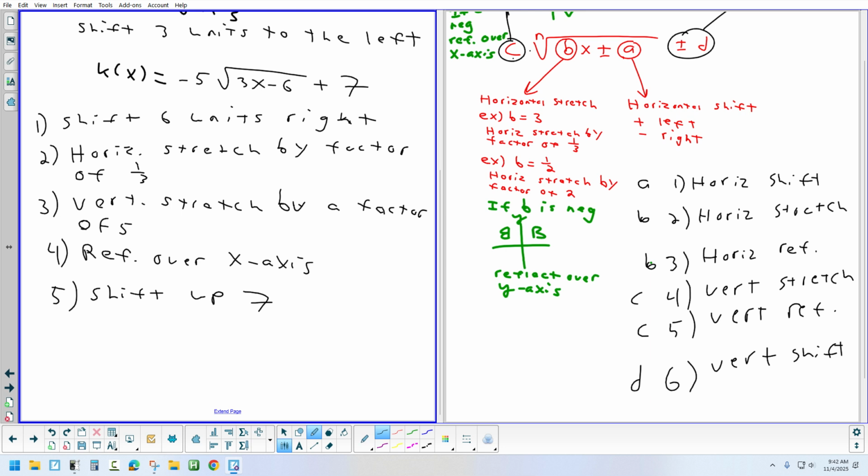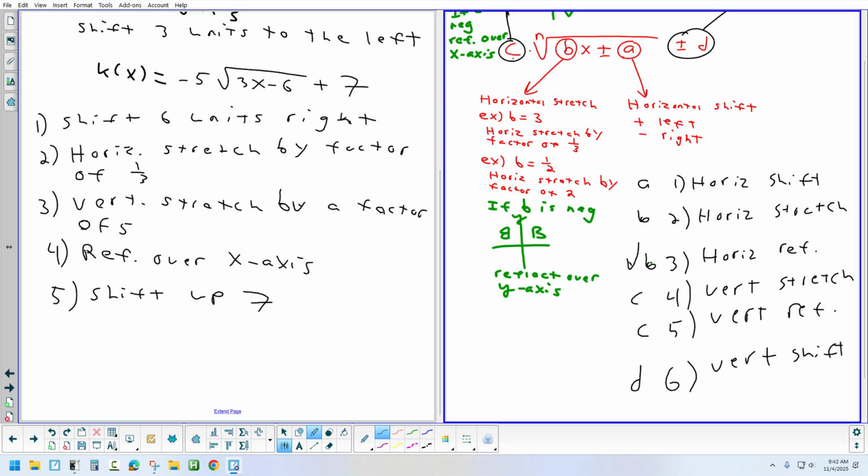Okay. Any questions on describing the transformations? If the 3 was negative, then there would have been another step. If the 3 was negative, then we also would have had this step right here. Yeah. We didn't have that step in this problem. Yep. Any other questions on that?